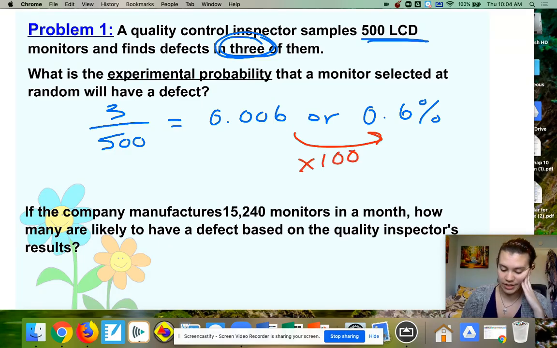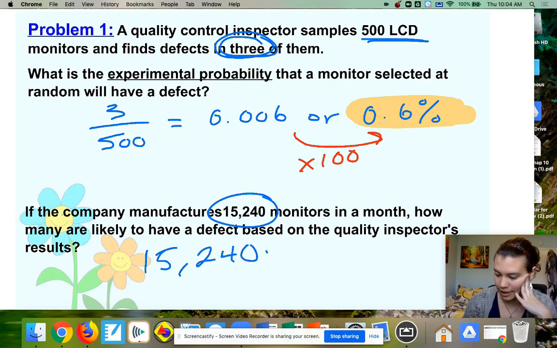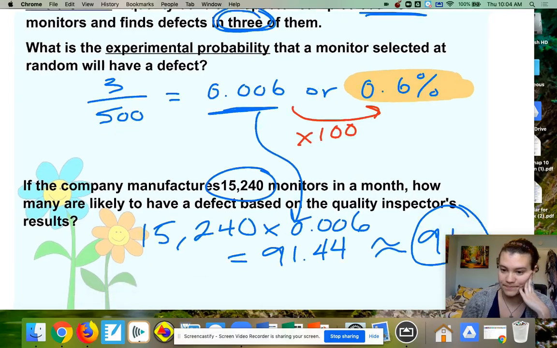Okay, so then the company manufactures 15,240 monitors a month. If this probability rate here is accurate for which ones are defective, how many are going to be defective out of our 15,000? So you then want to take your 15,240 and multiply by the decimal of your probability, not the percent. And this will then give you 91.44, so about 91 defective monitors.